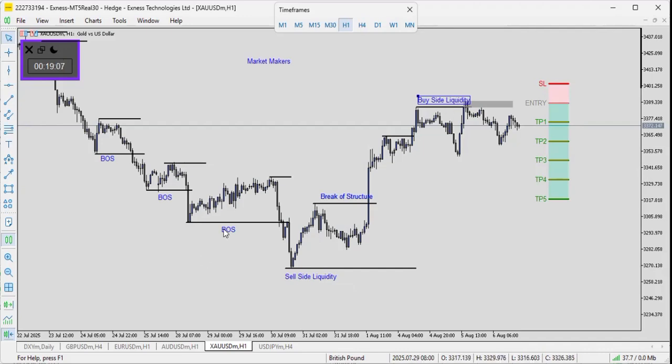Each of these breaks of structure you are seeing is a sell side liquidity. Each of them is a sell side liquidity. And each of these highs is also a buy side liquidity. So where the market reverses is a buy side liquidity, or where the market breaks, this is a sell side liquidity.